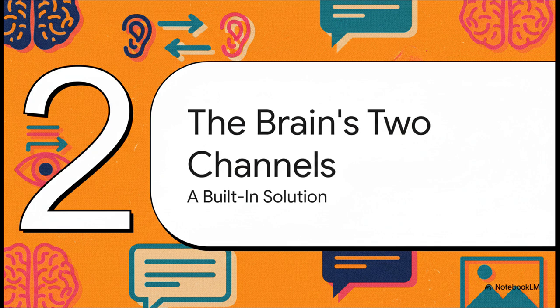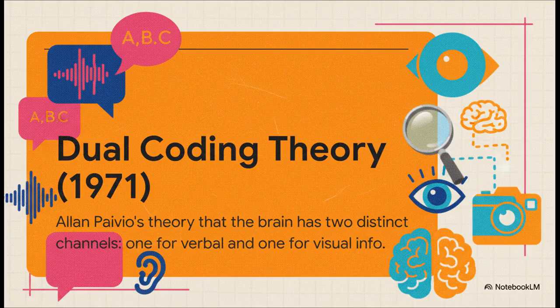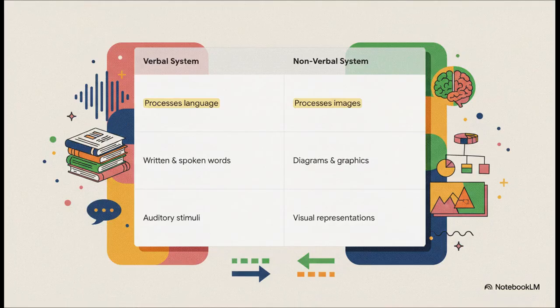Well, this is where it gets really cool. It turns out our brains are already wired for the solution. Way back in 1971, a psychologist named Allan Paivio came up with his dual coding theory. And the big idea is this. Our brains don't just have one big inbox for information. We have two separate but connected channels, one for words and one for images. So let's break that down.